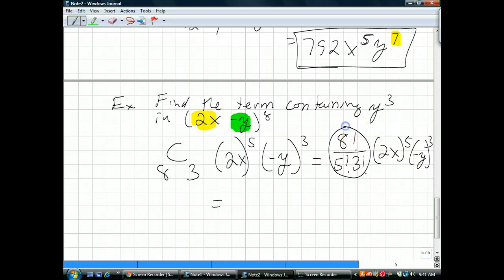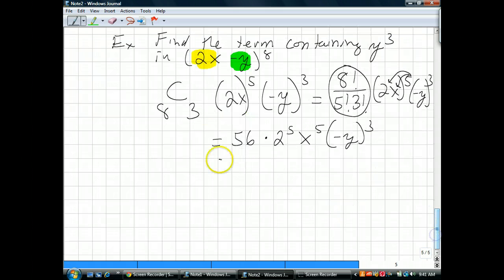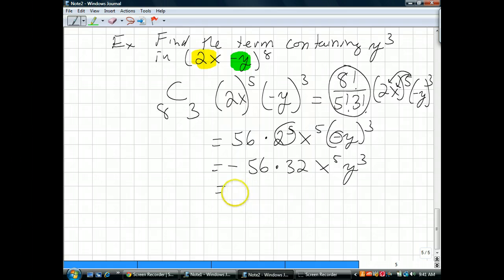So this multiplies out to 56. And then I'm going to have times 2 to the 5th, because I have to distribute this in, x to the 5th, and then it's going to be negative y to the 3rd. So this is going to make it negative. This is 32, x to the 5th, y to the 3rd. Multiply that, we get negative 1,792, x to the 5th, y to the 3rd.